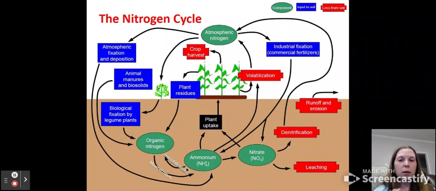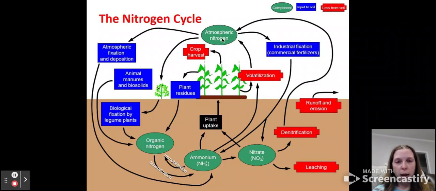And then the last one that we're going to look at, which I think next to carbon is the most important cycle, is the nitrogen cycle. So we've got crops, our autotrophs, all leading into atmospheric nitrogen. The plants will take in nitrogen from the soil. They'll release it as they're harvested, or as plant residues. Volatilization will get nitrogen back into the atmosphere as well.